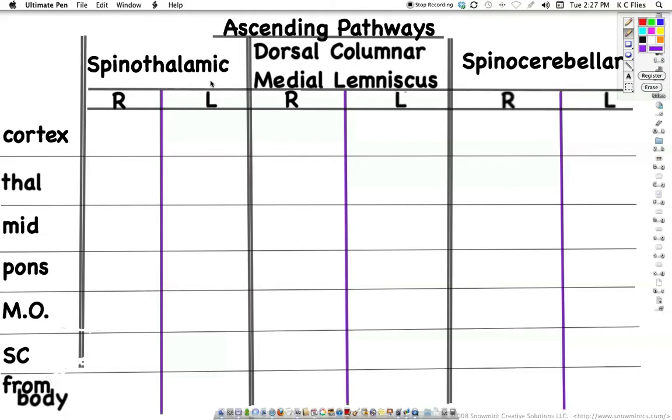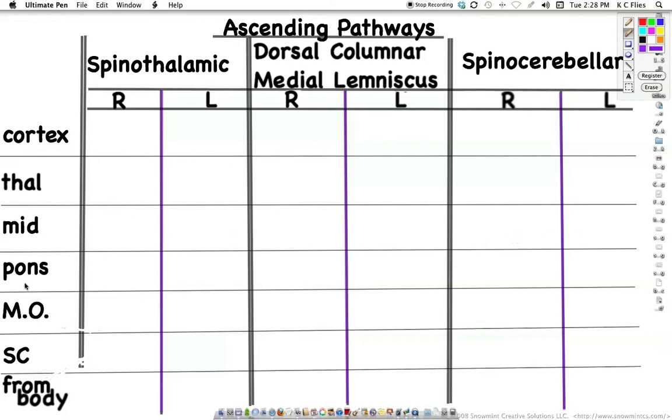Remember that a pathway includes tracts, that is bundles of axons, plus the nucleus or nuclei to which they go in this case, or in the case of descending pathways, from which they arise. I have divided up the location of these pathways within the CNS into a right and a left side of the central nervous system. So whatever you see within the columns labeled right and left is going to be within the central nervous system. That is important for you to recognize.